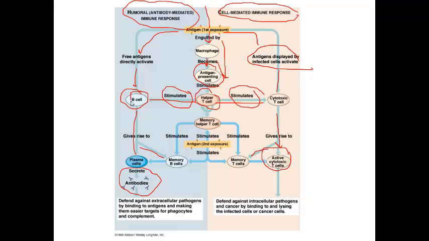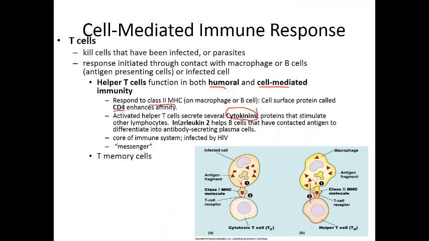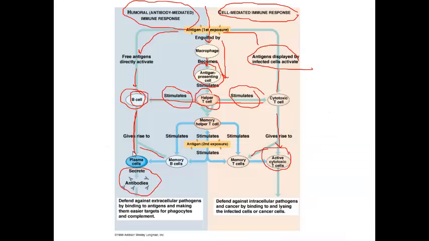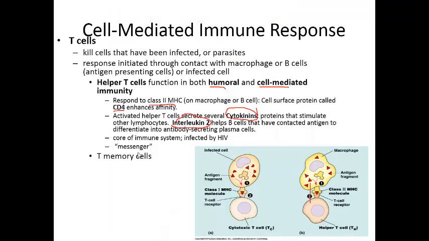When the B cells have been stimulated, a chemical is going to be released called interleukin-2. Interleukin-2 is going to be the chemical messenger that causes the B cell to differentiate into a plasma cell, which is then going to make the antibodies. This helper T cell is the cell that gets infected by the HIV virus, which is what makes the HIV virus such a deadly virus. It effectively takes out the core of the immune system.